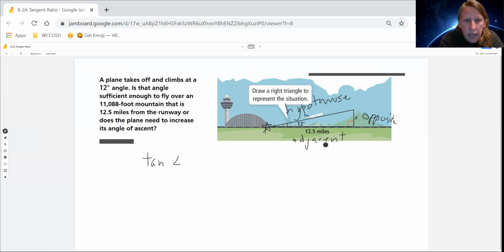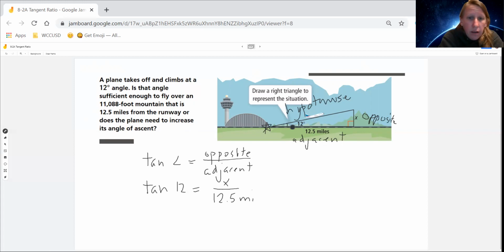So the tangent of any angle is its opposite side divided by its adjacent side. And for this problem, we have a 12-degree angle. That is a really small angle. I do not think this picture is right. This looks more like, I don't know, 20 to me. We're going to do x over 12.5 miles. Okay, I'm going to multiply both sides by 12.5 miles.